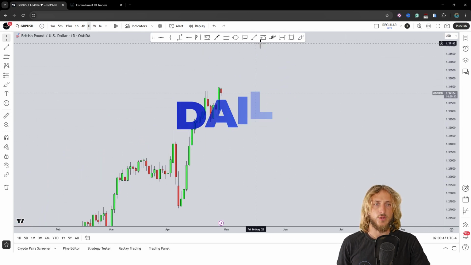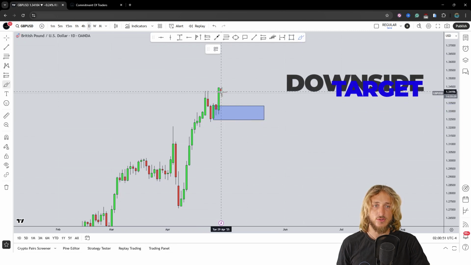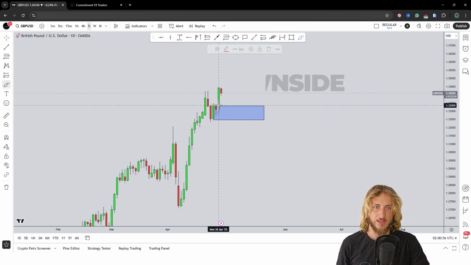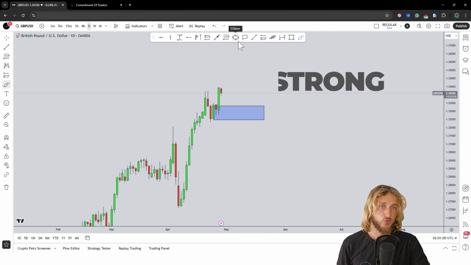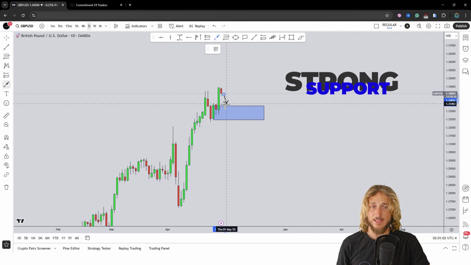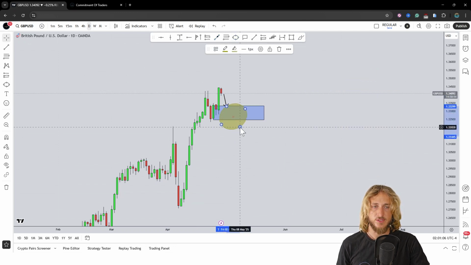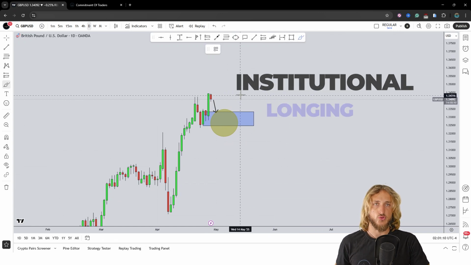Now, from a daily, we can already identify a potential target area to the downside in case of a rejection away from that strong supply and resistance zone. In fact, this level here is the previous daily resistance turned support and the structure area, inside of which, if the market will retrace to this zone, there is the possibility of seeing more institutional buying. Now, why do I say more institutional buying?